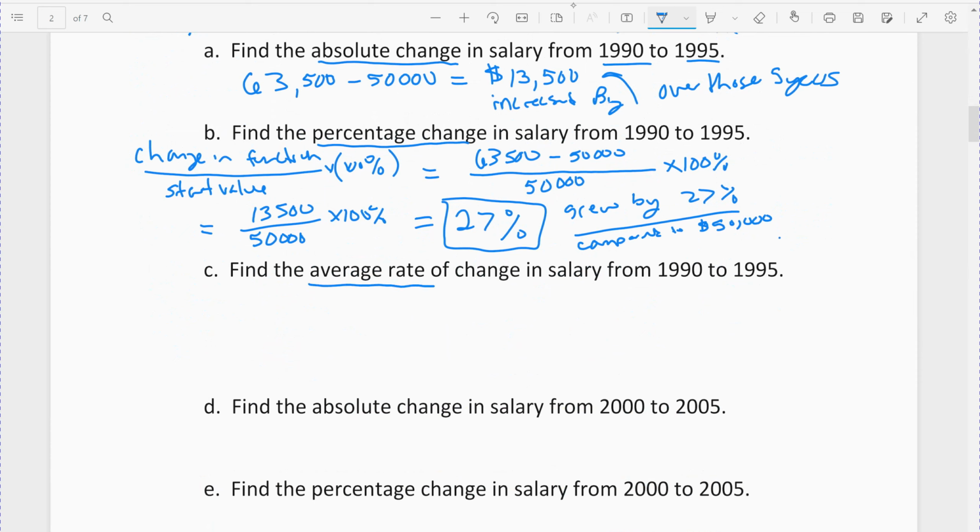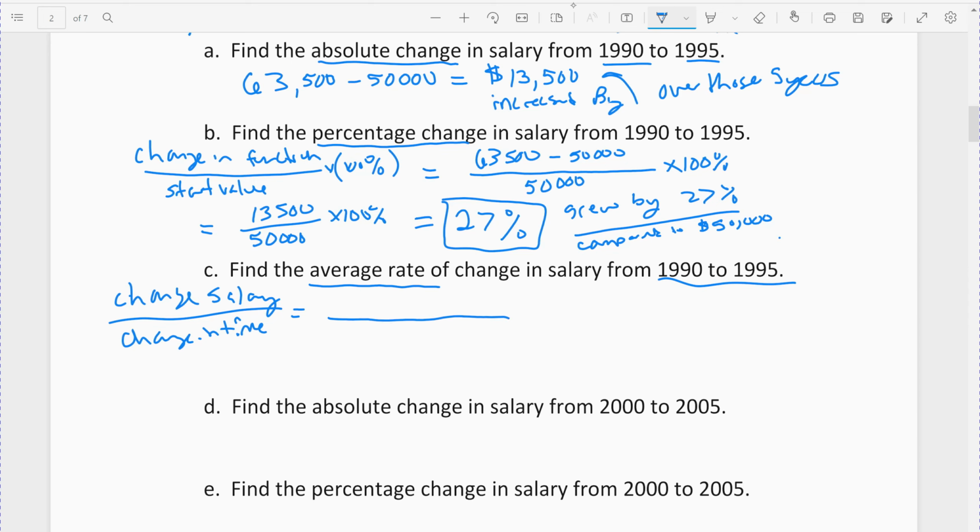Now find the average rate of change over those years. Remember, there's absolute change, the exact change in the function, and percent change, the change in percentage from our starting year. The average rate of change is the change in my function over the change in time. So there are two changes in the average rate. It would be the change in salary over the change in time, the change in the function over the change in the independent variable, time. So it's how fast the salary is changing over time.